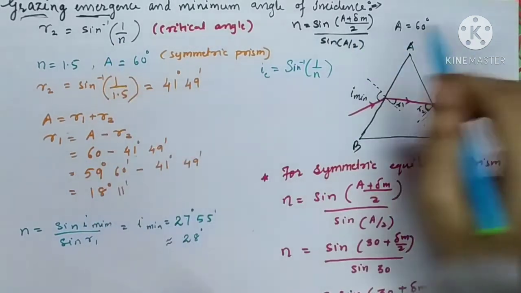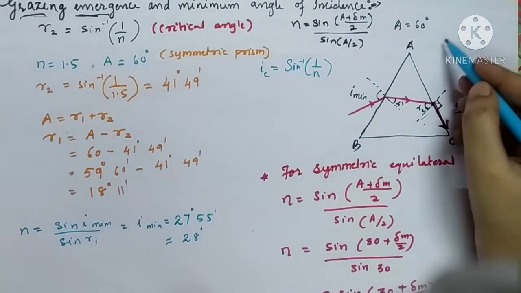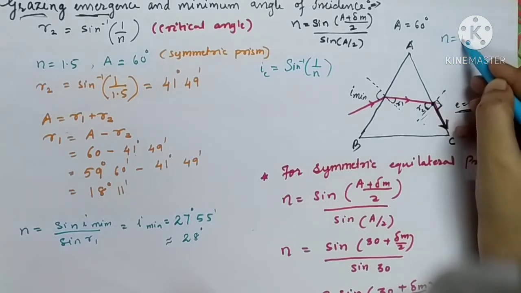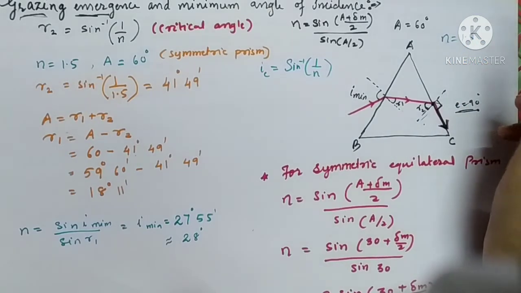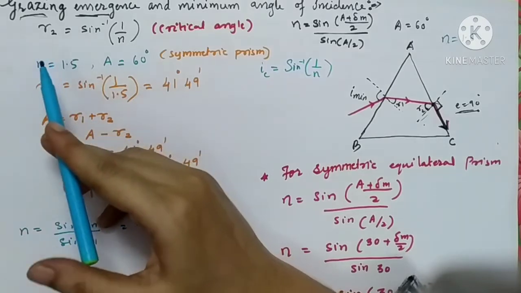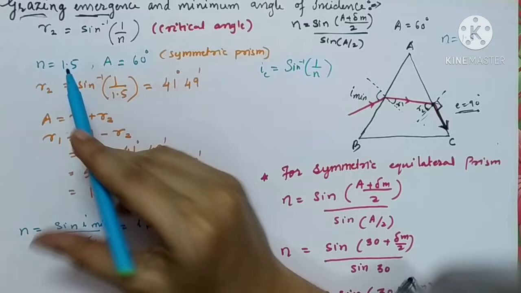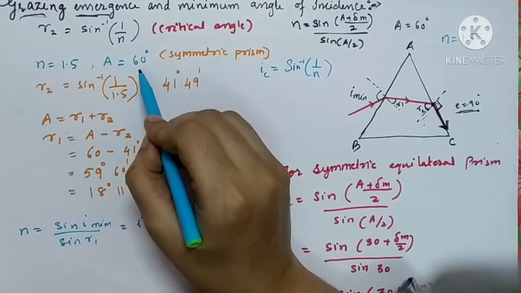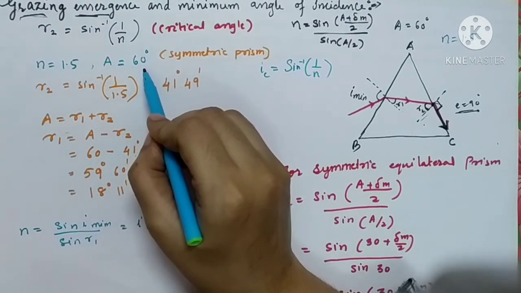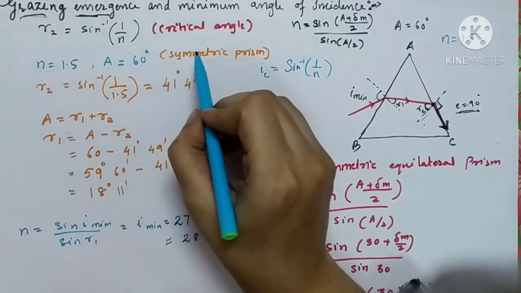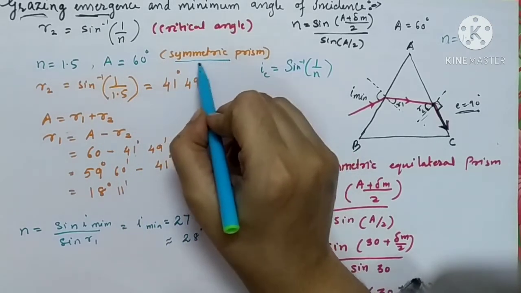And here we have taken a simple glass prism. So glass is always going to have a refractive index of 1.5. So we have two things with us: the refractive index of the prism is 1.5 and the refracting angle of the prism is 60 degrees. Such a prism is also called a symmetric prism.